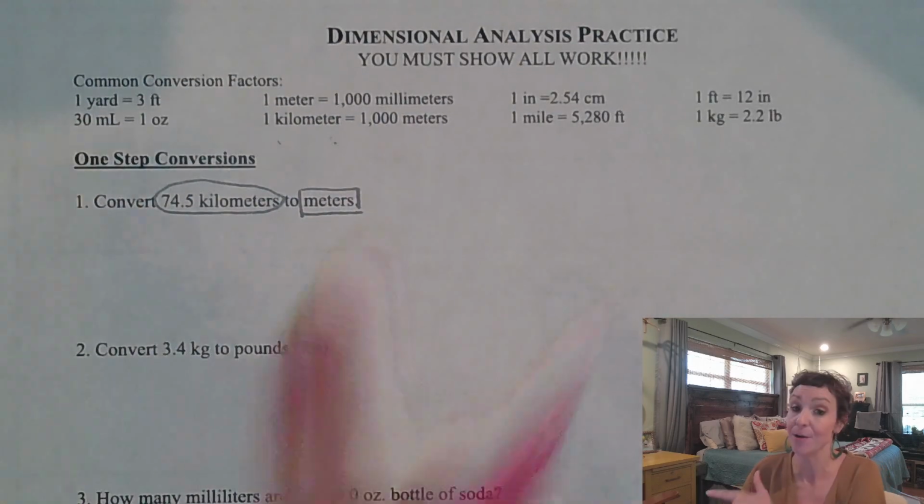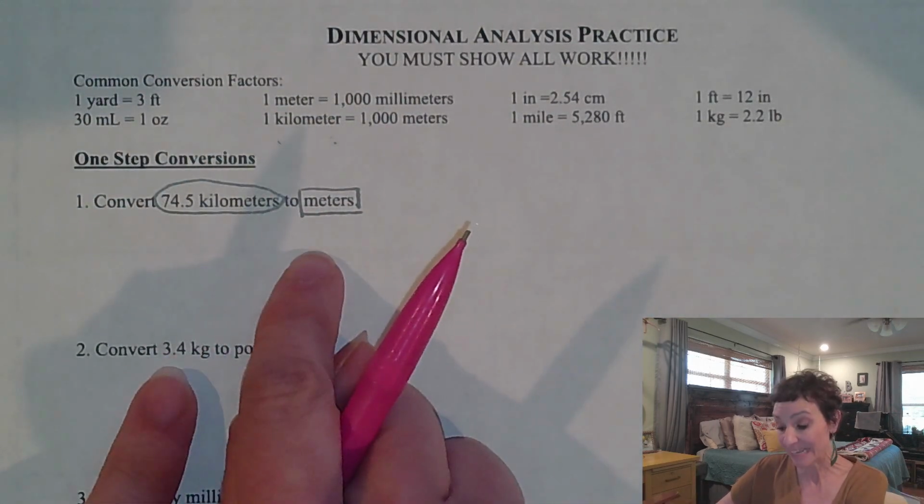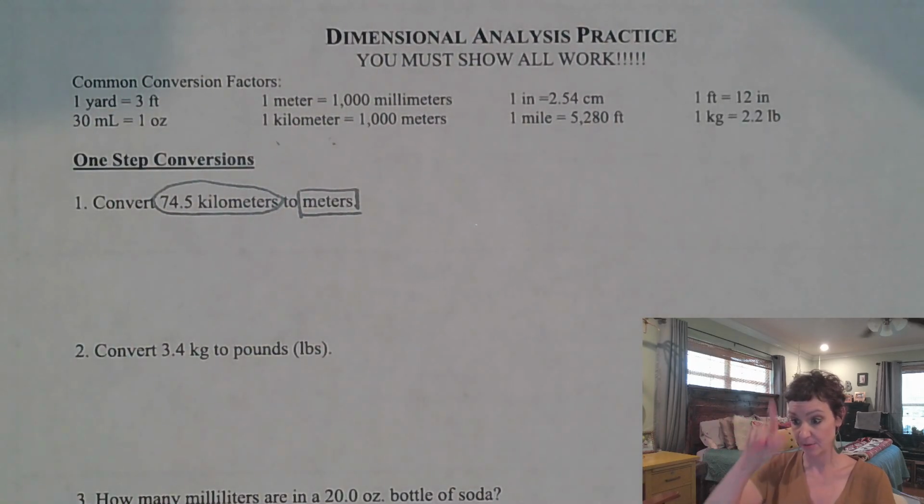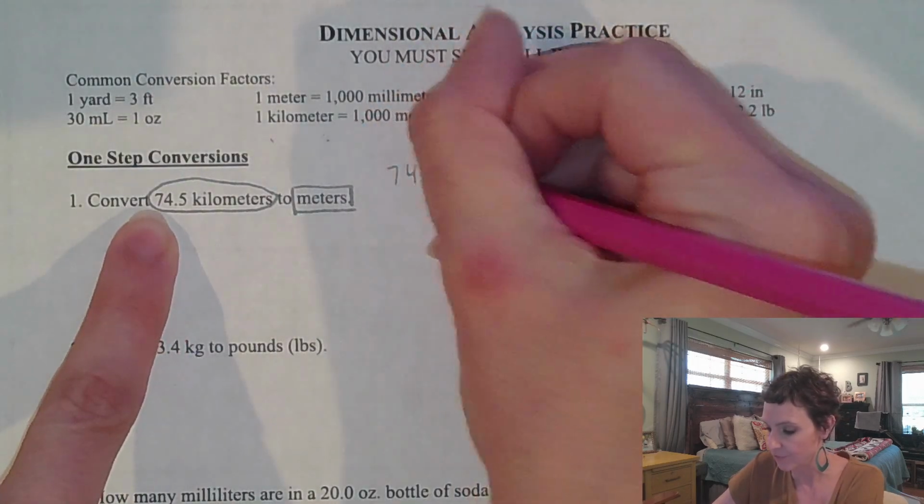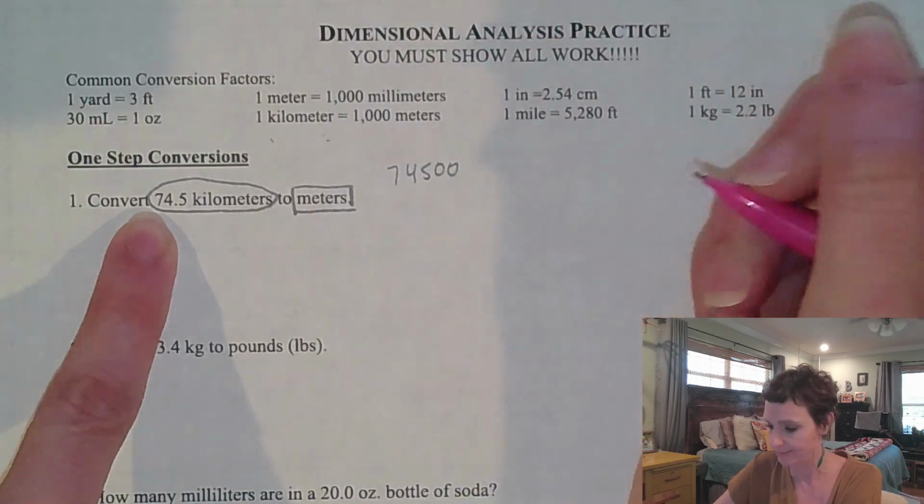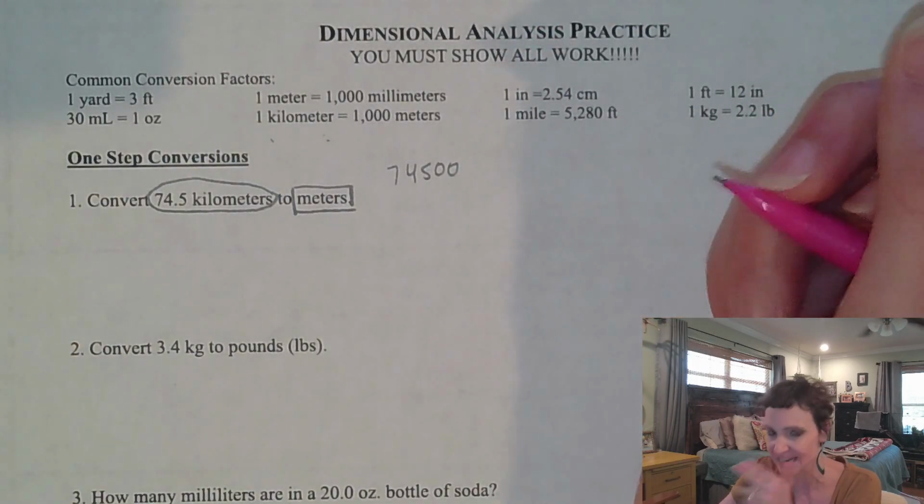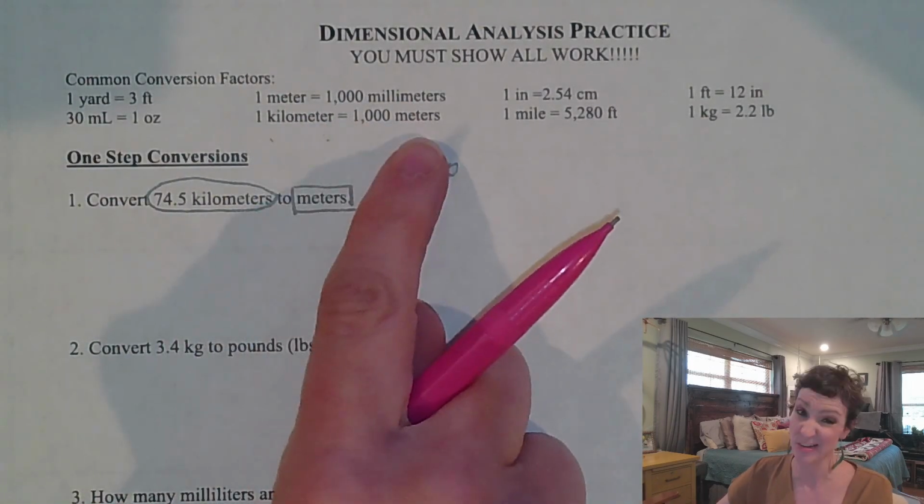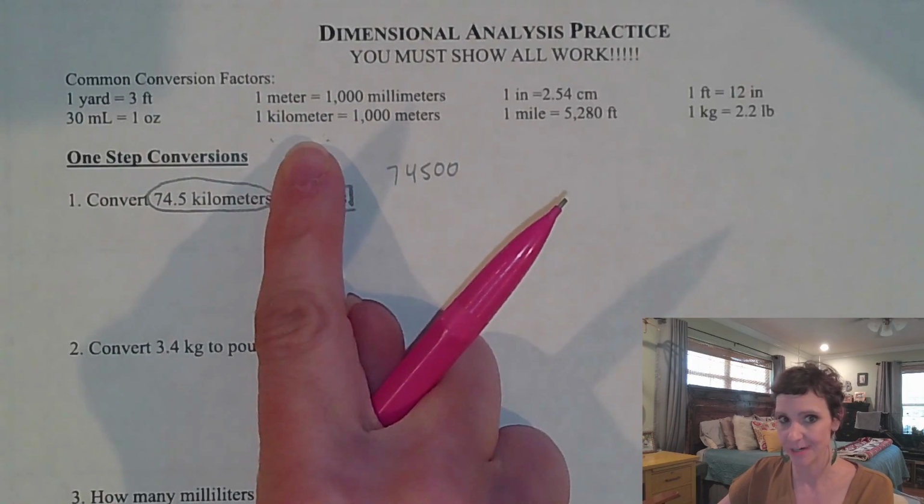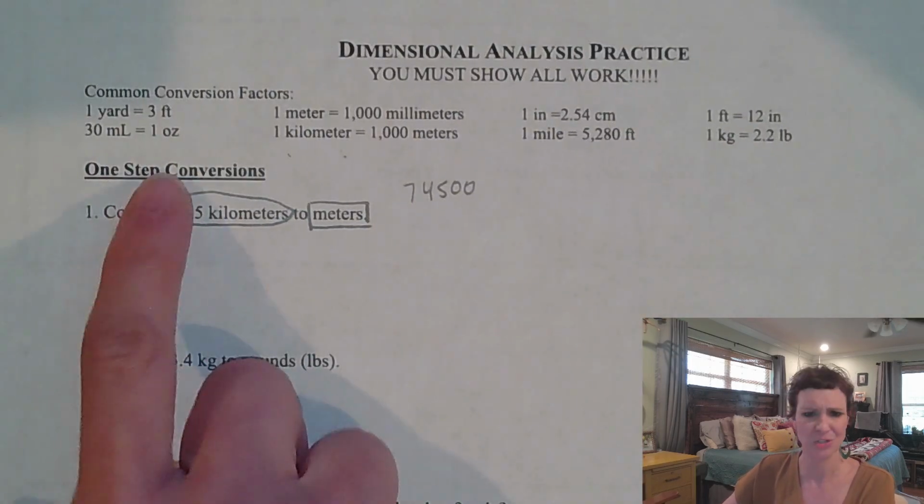So to give you an idea, if I were using the decimal, going from kilometers to meters, I would move the decimal 3 places that way. I would hopefully get a number that would be like 74500, right? Let's see if we get that without moving the decimal, but showing the math with the train tracks. Okay, so I do have a conversion factor that tells me there are 1,000 meters in every 1 kilometer.